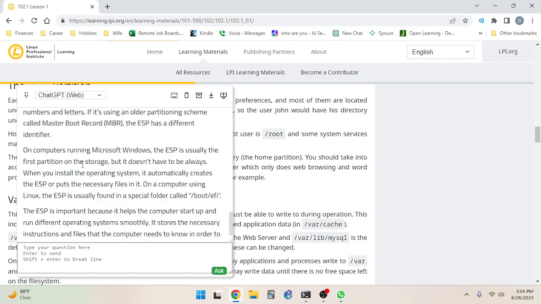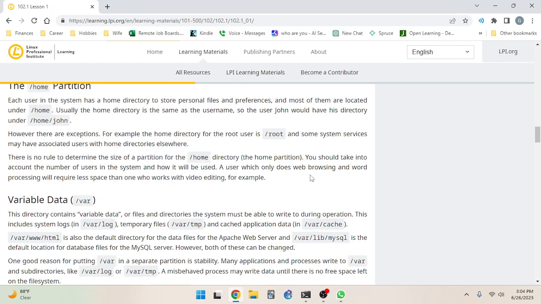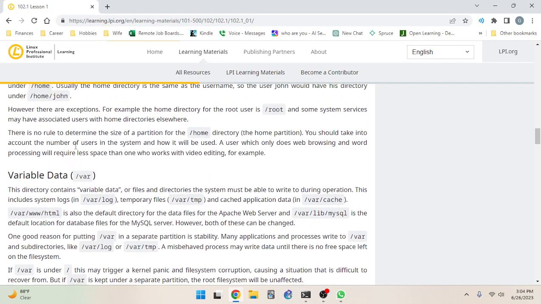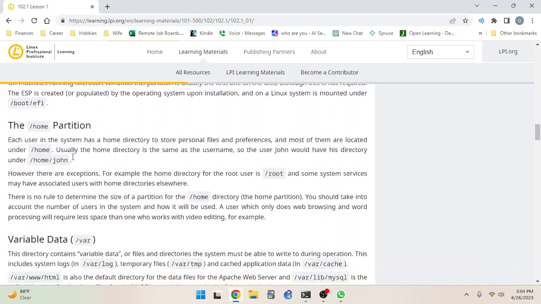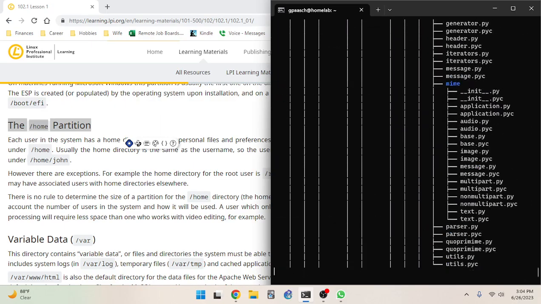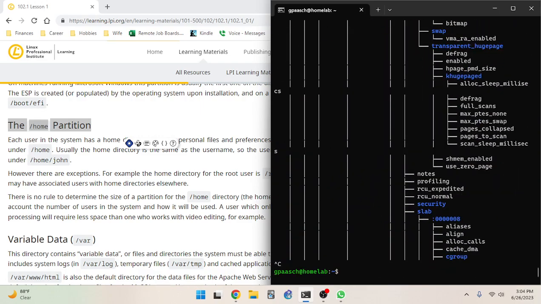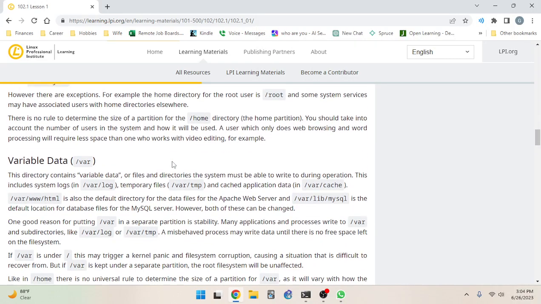So I feel like there's really nothing that was very good there. I'm gonna stop reading that and move on. So the /home partition, let's take a look at that on my home lab. Okay, there we go. So we got all sorts of stuff in there. I'm going to stop that from running and keep reading.